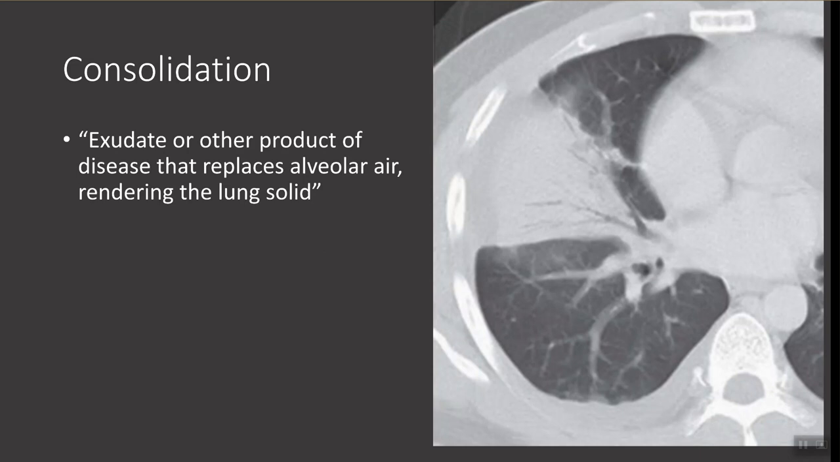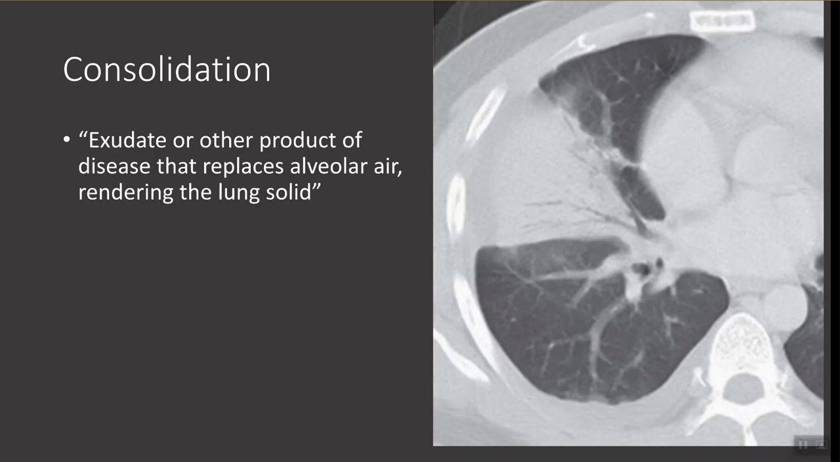Let's first talk about consolidation. Consolidation is a process in which the alveoli are becoming filled with something. That something could be exudate, it could be pus, it could be water, it could be blood, it could be tumor, it could be some sort of inflammatory cell. And when the alveoli are completely filled, the lung will appear solid. So the definition of consolidation is a process that replaces alveolar air, rendering the lung solid.